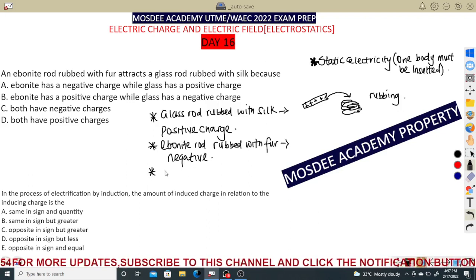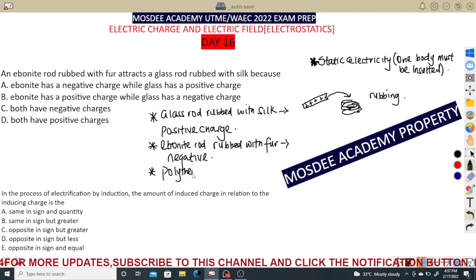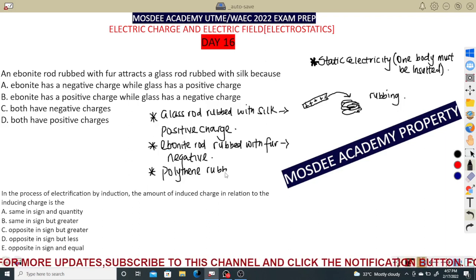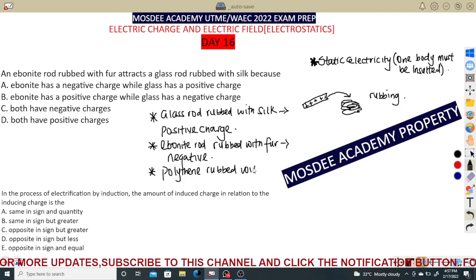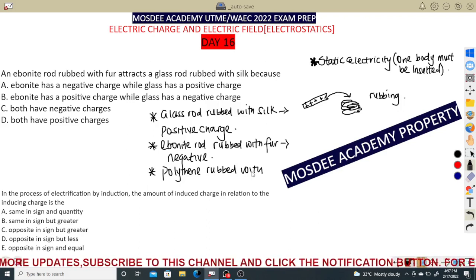And the third one, polythene, which is polymerization of ethene, rubbed with duster. Rubbed with duster will give you a positive charge. Please just keep that at the back of your mind. Polythene rubbed with duster will give you a positive charge.